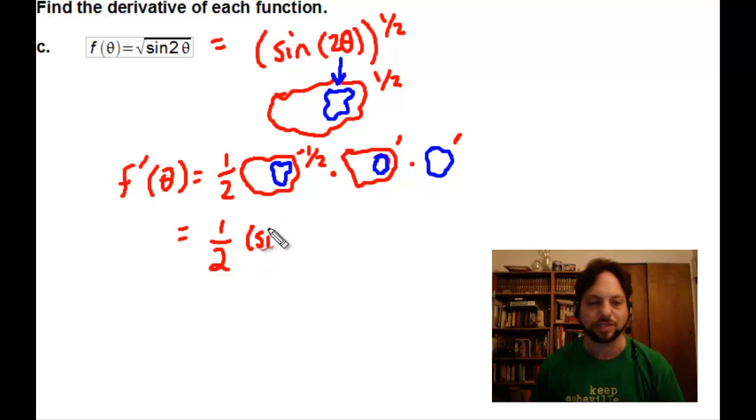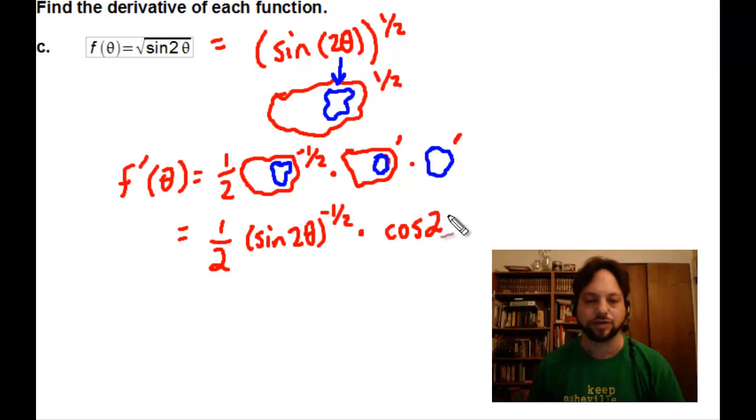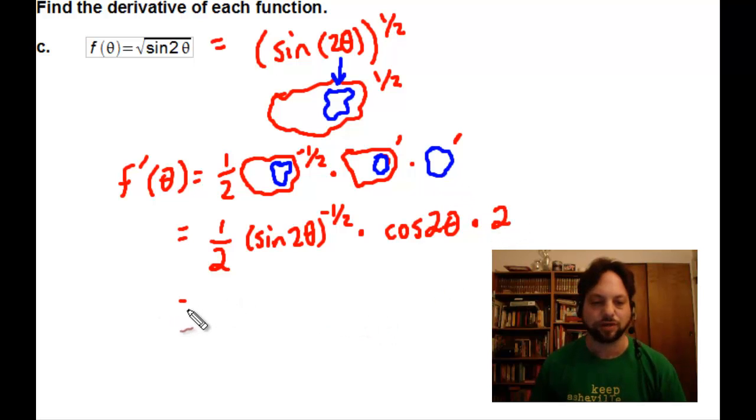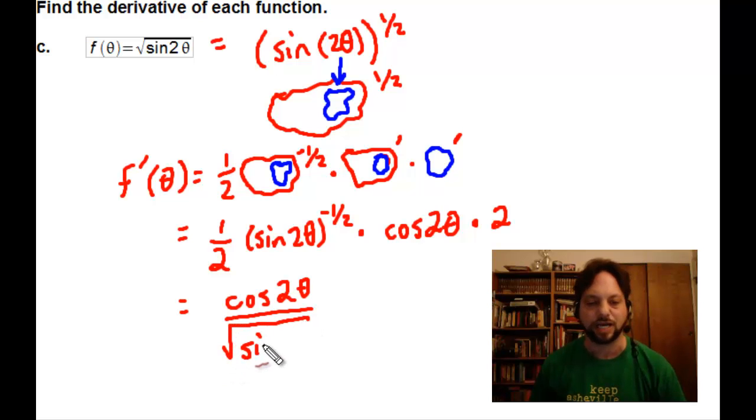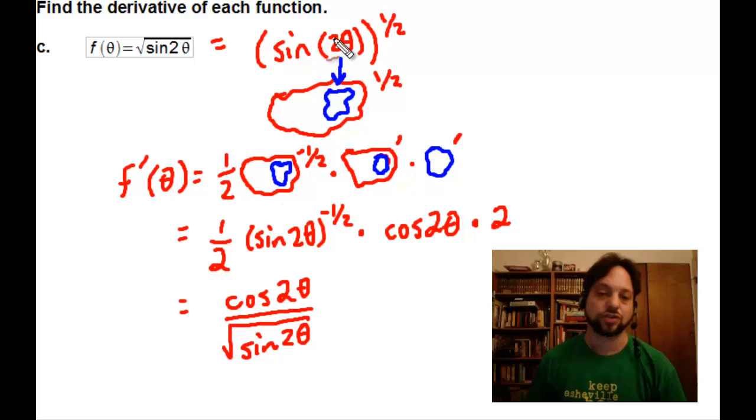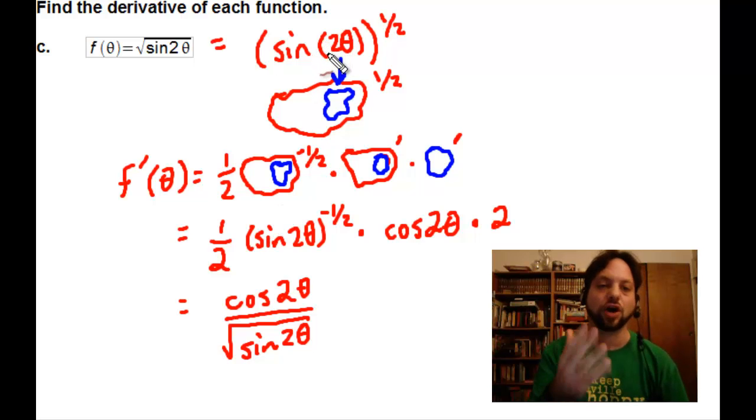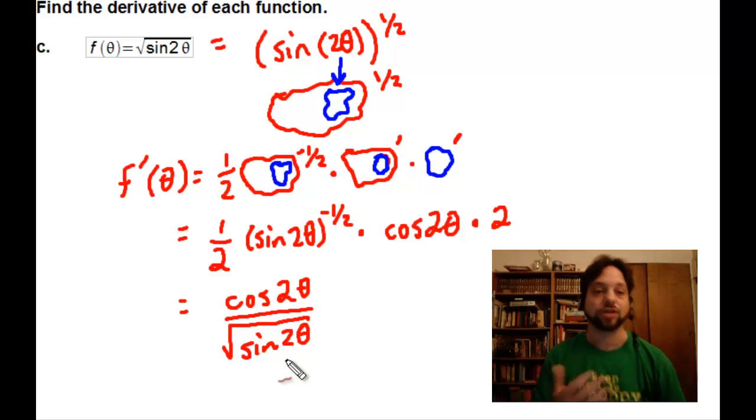This will be 1/2 times sine of 2 theta to the negative 1/2 power. No big deal there. This, if we do this blob differentiated, that will just give us the cosine of 2 theta. And then if we do the derivative of the inside blob, that will just give us a 2. So putting all of it together, it looks like we're just going to end up with the cosine of 2 theta over the square root of the sine of 2 theta. So just introducing that 2 into the argument of the sine actually does change our answer quite a bit.